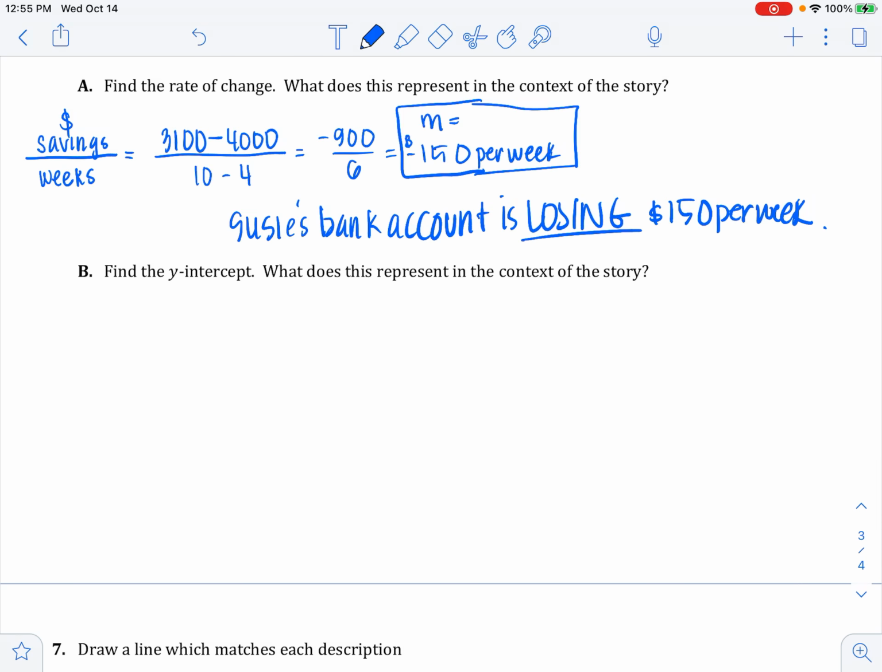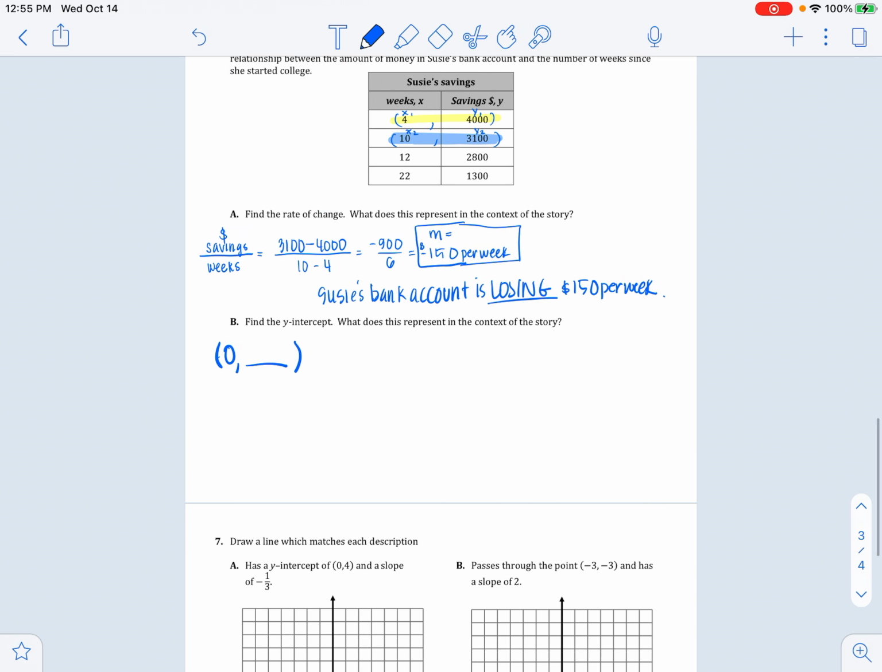Next it says find the Y-intercept. What does this represent in the context of the story? So there are multiple ways of doing this. I want you to realize this. So I'm going to show you both ways, but you can do whichever one you want. First off, I'm going to start off by saying it's 0, comma, and then I'm looking for this something that goes right there. I'm looking for this. Okay? So one way to do this is to continue the pattern, right?